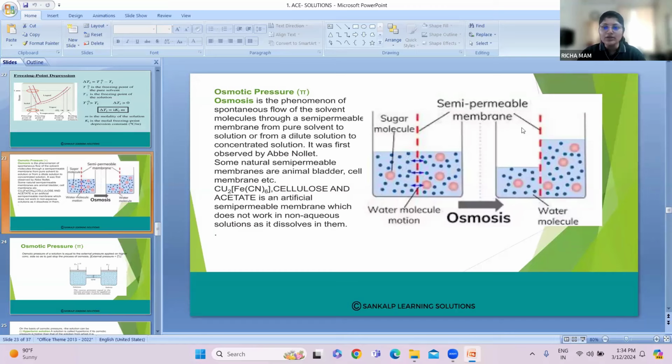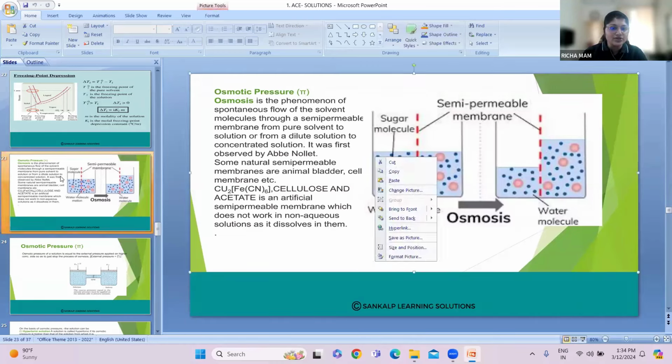So how can this flow be stopped? The passage of the solvent molecules into the solution through this semi-permeable membrane can be stopped by putting extra pressure on the solution side. So this pressure which stops the osmosis, it is called as what? Osmotic pressure. Okay, it is called as osmotic pressure.